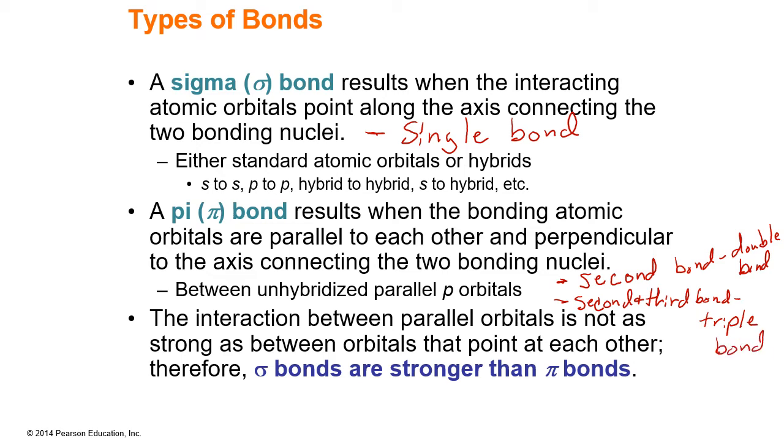So the first one is going to be a sigma, but the second and third are going to be a pi. And this interaction, it's not as strong, so the pi bonds are not as strong as the sigma bonds. So they're a little bit easier to break, but when we have multiple bonds, they're stronger than just one single bond. So they do add together. The pi bonds are easier to break, but a sigma and a pi together are stronger than a sigma.